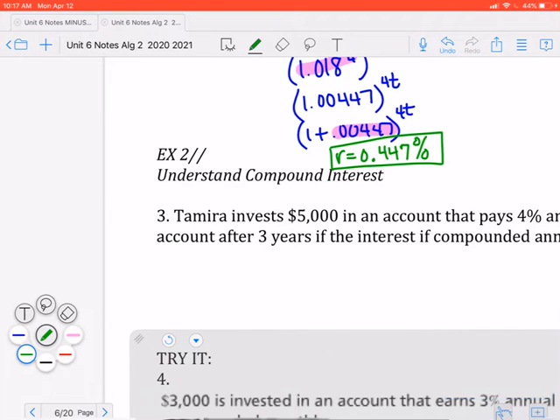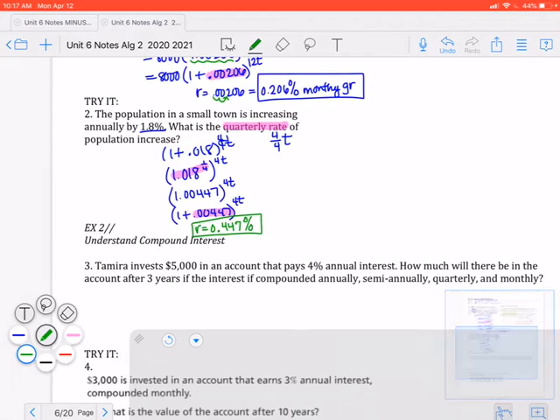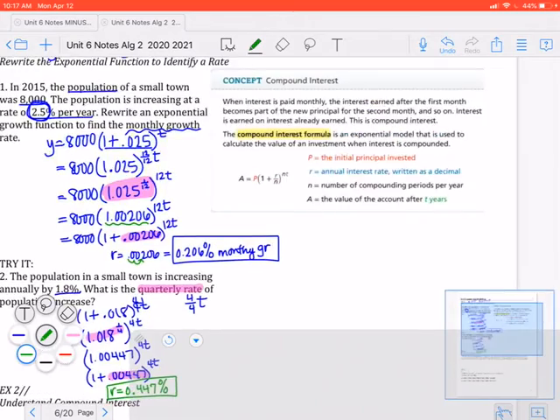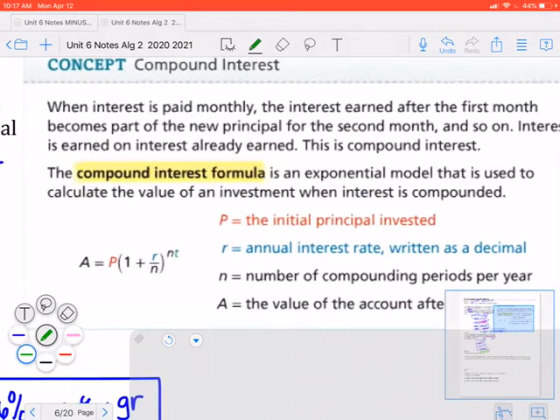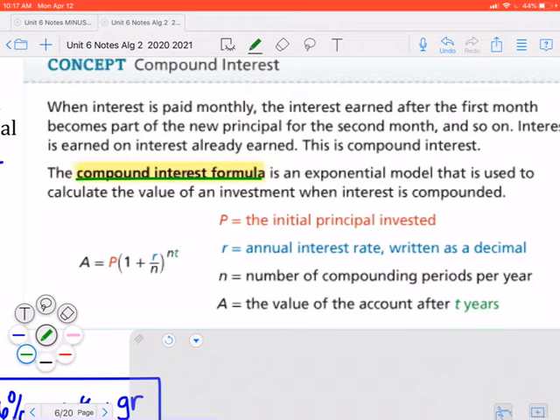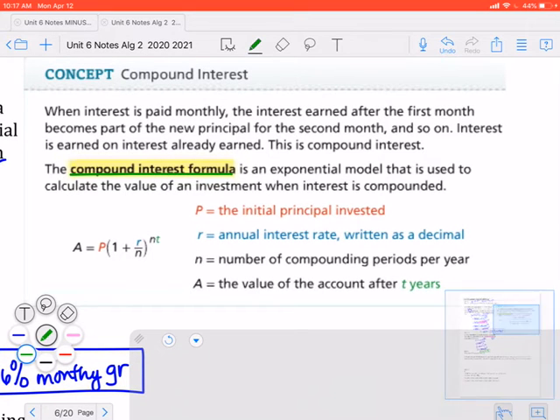Another formula we are going to use a lot of is the compound interest formula. It's listed over here, and it has to do with investing money. When interest is paid monthly, the interest earned after the first month becomes part of the new principal for the second month, and so on. Interest is earned on interest already earned. This is compound interest.